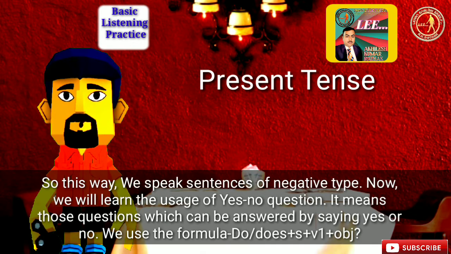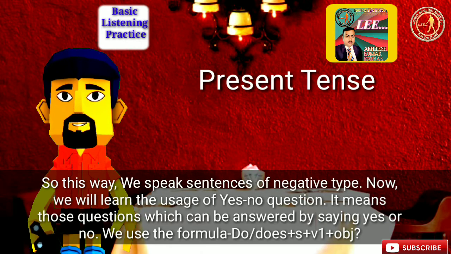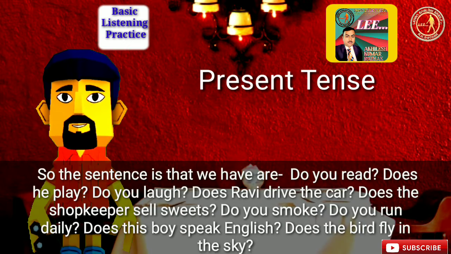Now we will learn the uses of yes/no questions. It means those questions which can be answered by saying yes or no. We use the formula do/does plus subject plus V1 plus object, and we put a question mark. So the sentences that we have are: Do you read? Does he play? Do you laugh? Does Ravi drive the car? Does the shopkeeper sell sweets? Do you smoke? Do you run daily? Does this boy speak English? Does the bird fly in the sky?